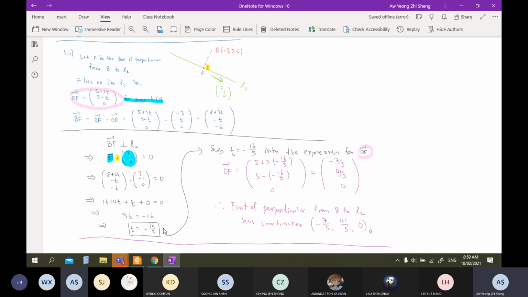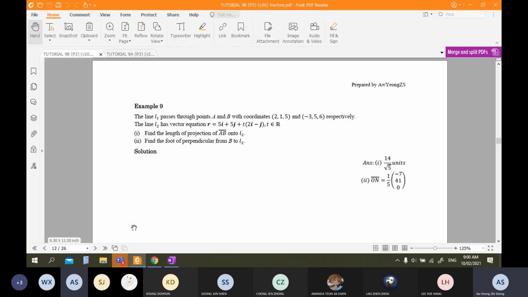Then solve for that specific value of t. After you get the t, at the end you sub it back into the expression for OF, then that will give you the coordinates of F. Depending on whether the question is asking for position vector or coordinate, you would then write your final answer in the correct form. If they want a position vector, then you can just leave it in vector form. Right. So regarding why we can sub OF into R in the vector equation of L2, let's recall from an earlier page.